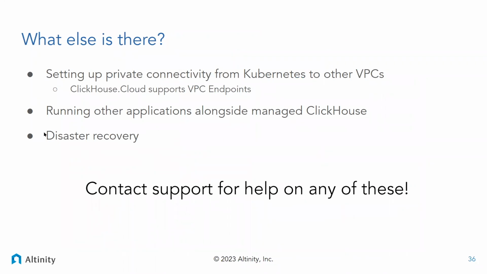What else? Well, because this is your own cluster, there's a number of other things, and to a certain extent, it's up to your own imagination. But here are three things that we have worked with customers on. The first is setting up private connectivity. So ClickHouse.Cloud supports VPC endpoints. You can enable those. It is a very simple operation, but we have to enable it in the background for you. It's not available in the UI yet. So you can just contact us for support. We'll help you do that.